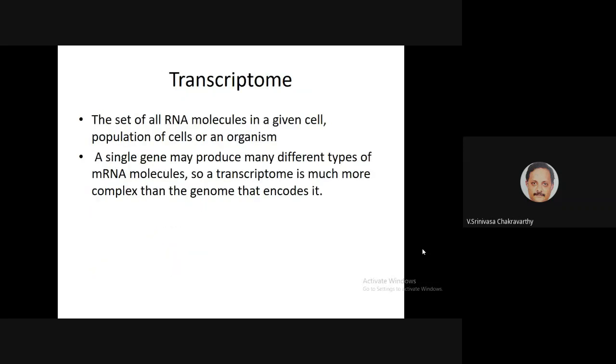Then the next omics after genomics is transcriptomics. A transcriptome is basically the set of all RNA molecules in a given cell, a population of cells, or an organism. A single gene can produce many different types of mRNA, so the transcriptome is much bigger and much more complex than the genome that encodes it.